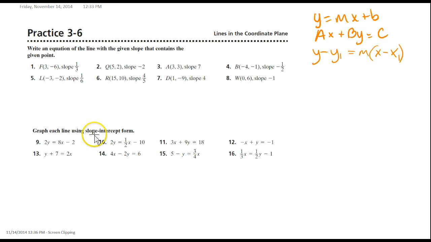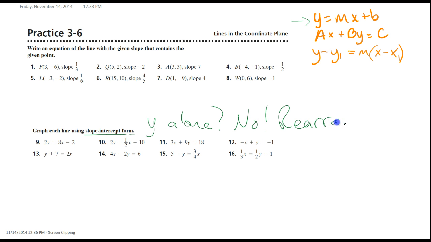Now we have to graph each line using slope-intercept form, which is y equals mx plus b. But not all of these equations, as a matter of fact none of them, start off with y alone on one side of the equal sign. So we have to rearrange them. And here's what number 9 will look like. 2y equals 8x minus 2.